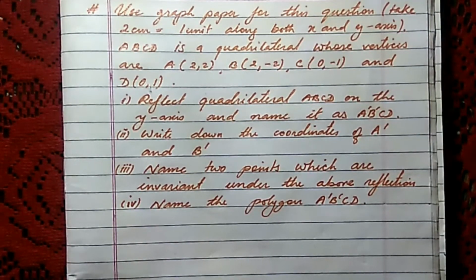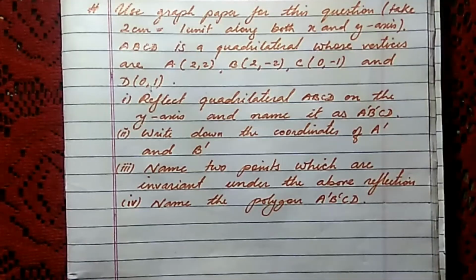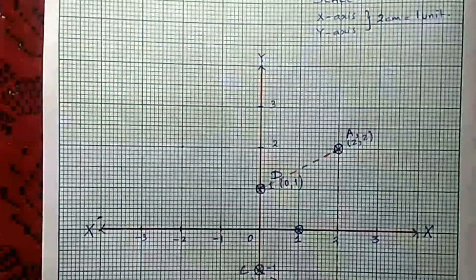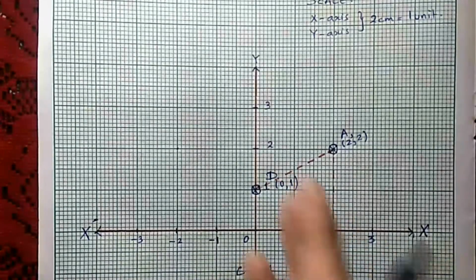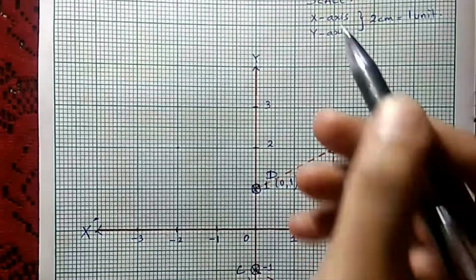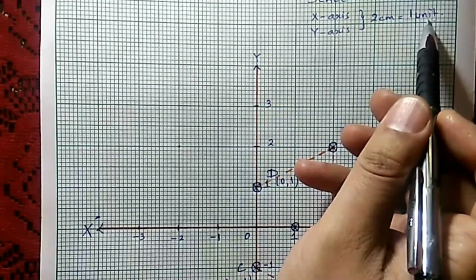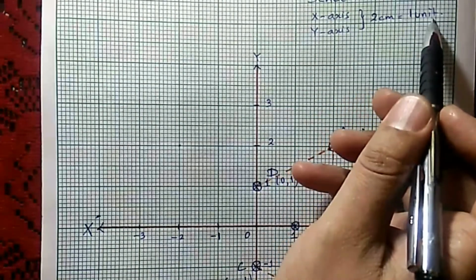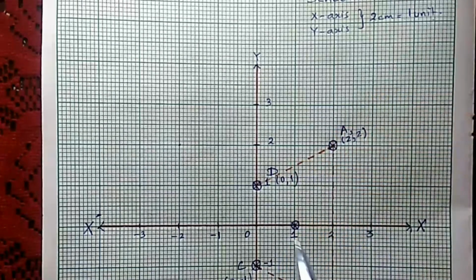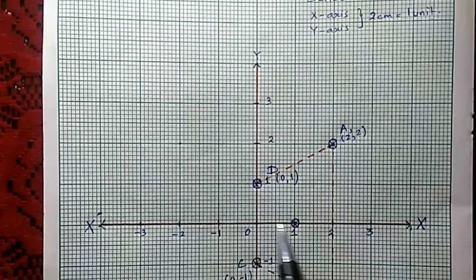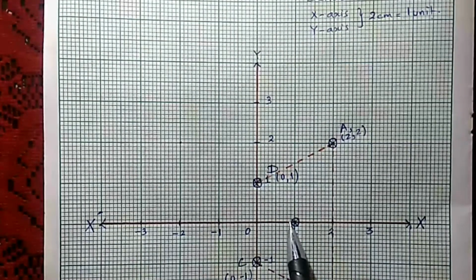Since we have been told to use graph paper for this question, I have taken one graph sheet and drawn the x-axis and the y-axis, and I have taken the scale. In the x-axis 2 cm equals 1 unit, and in the y-axis also 2 cm equals 1 unit. From here to here, as I have marked, this is 1 unit and the distance on the graph is actually 2 cm.